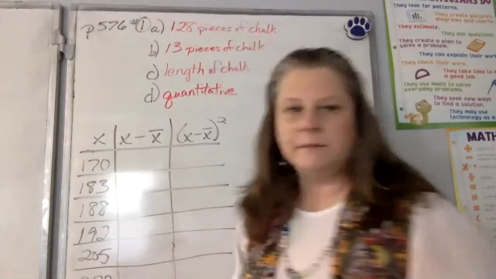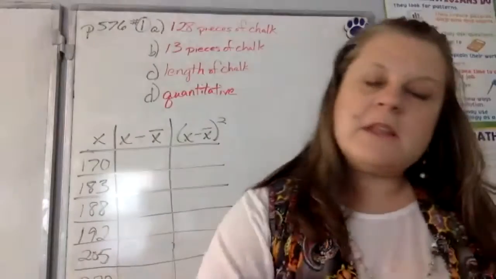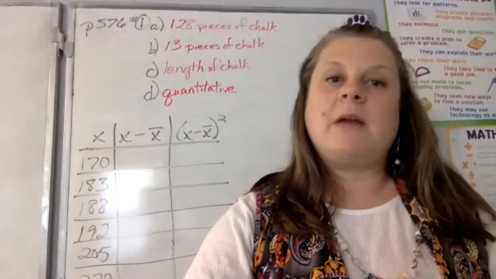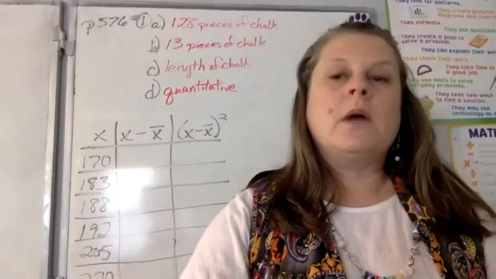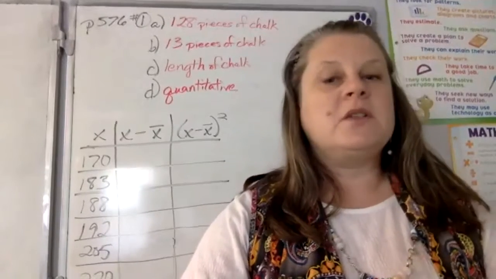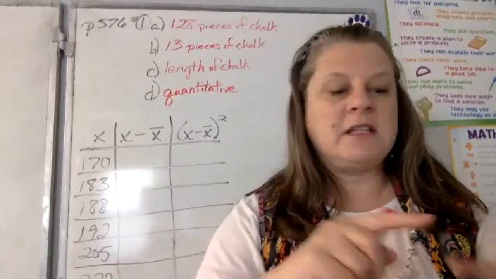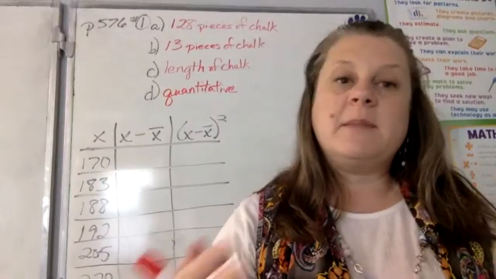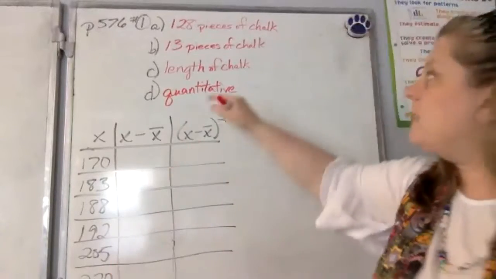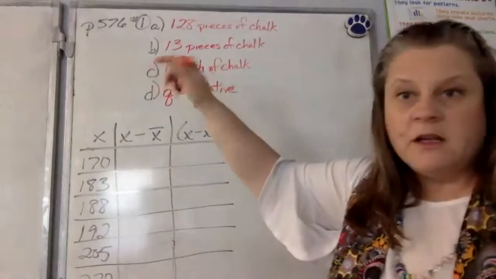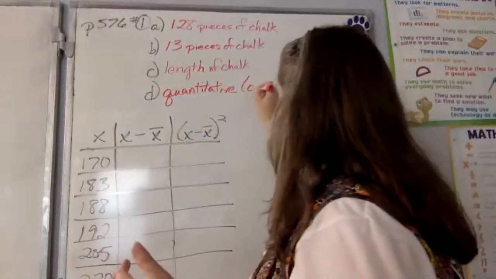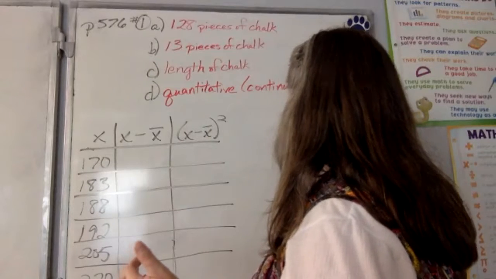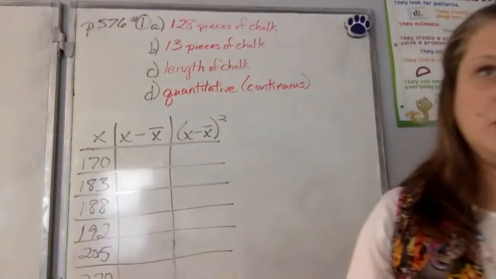These words are long. Now, remember in the directions it said if it's quantitative, then we also have to decide whether it's discrete or continuous. To be discrete means you can actually just count it. To be continuous, it says it had to be measured. So if he's measuring the pieces of chalk, this one's definitely going to be continuous. It has to be measured.